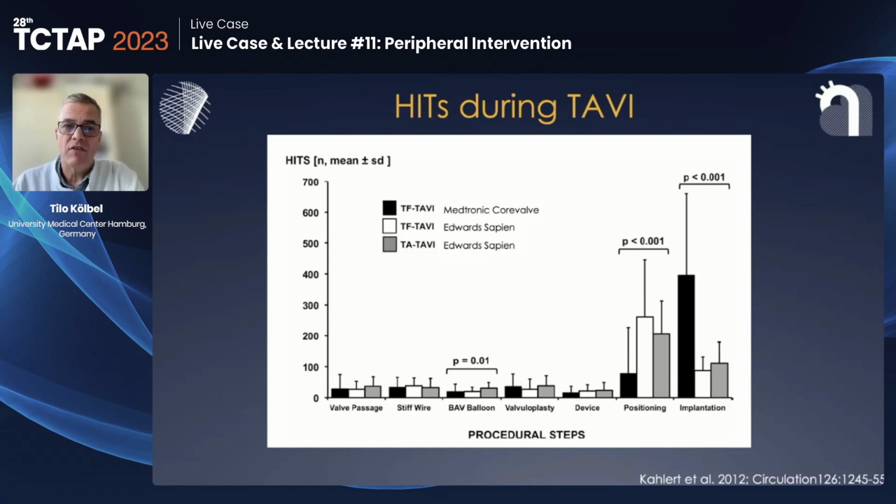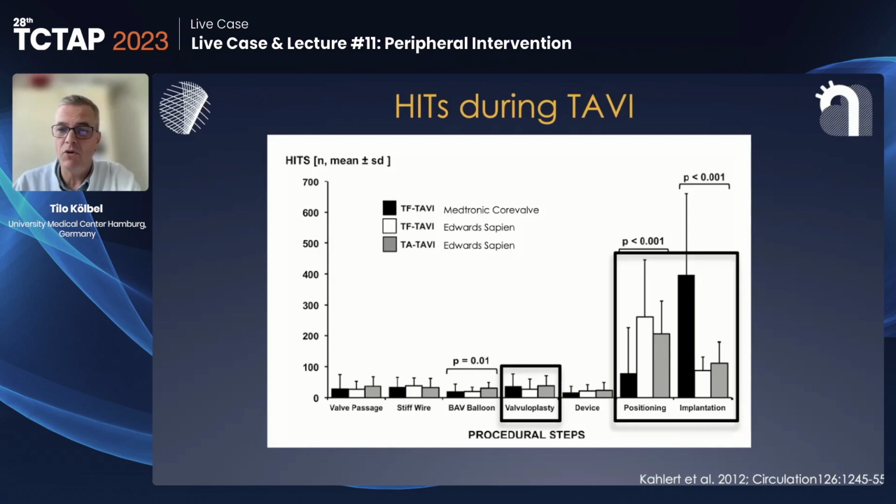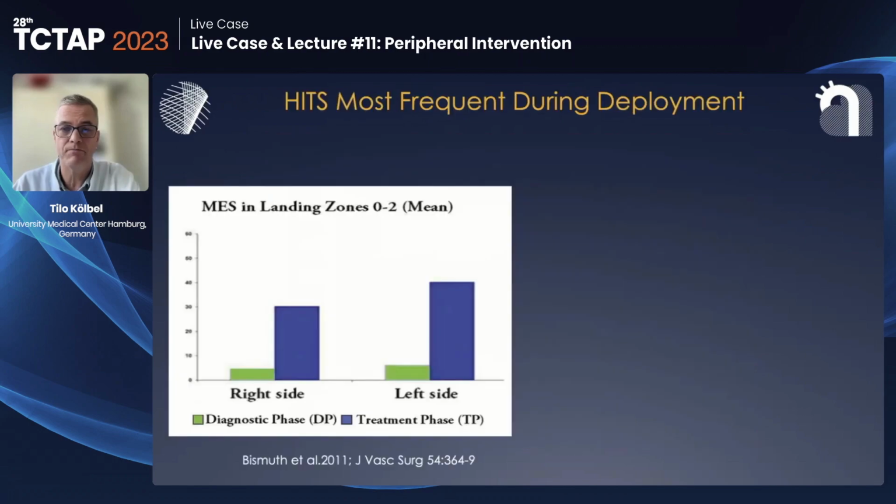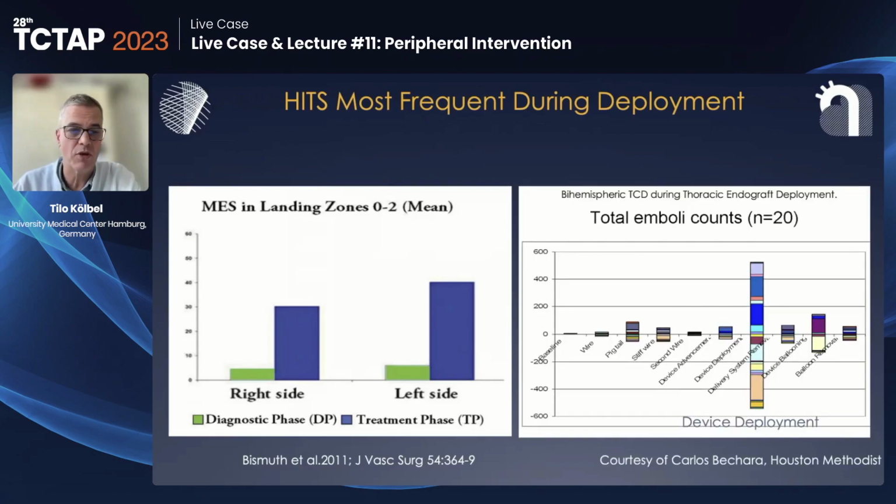If we look at studies reporting hits during TAVR implantation, it's always been surprising to me that during valvuloplasty there are not many hits on TCD, and most of the hits are recorded during positioning and implantation. These are the parts in which the devices are opened in the aortic valve. It is the same during TEVAR. The hits happen during the deployment phase of the device, which has been shown in a number of studies.